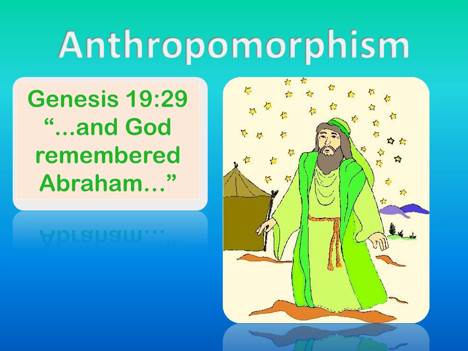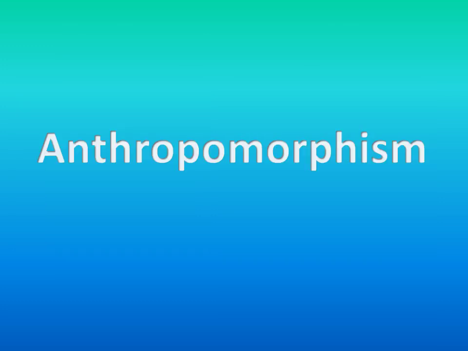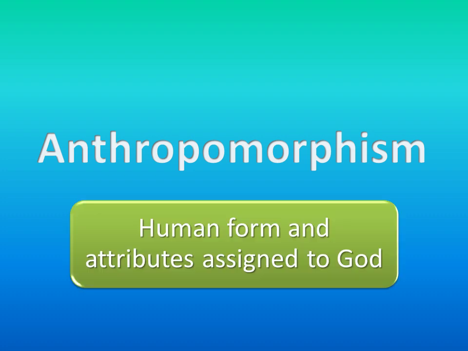In Genesis 19:29, we read these words which were a comfort to Abraham, that God remembered him. Again, that is a human attribute, to remember, because certainly God never forgets, but it communicates something that we can relate to. So, anthropomorphism. It is when human form or attributes are assigned to God.